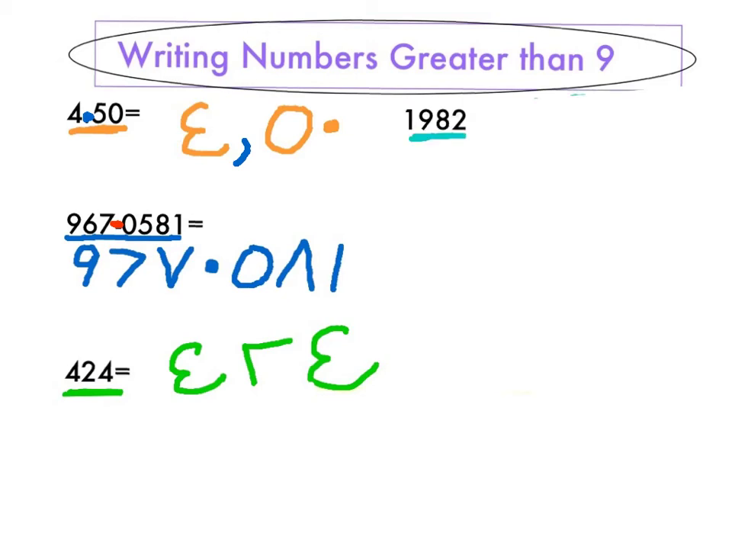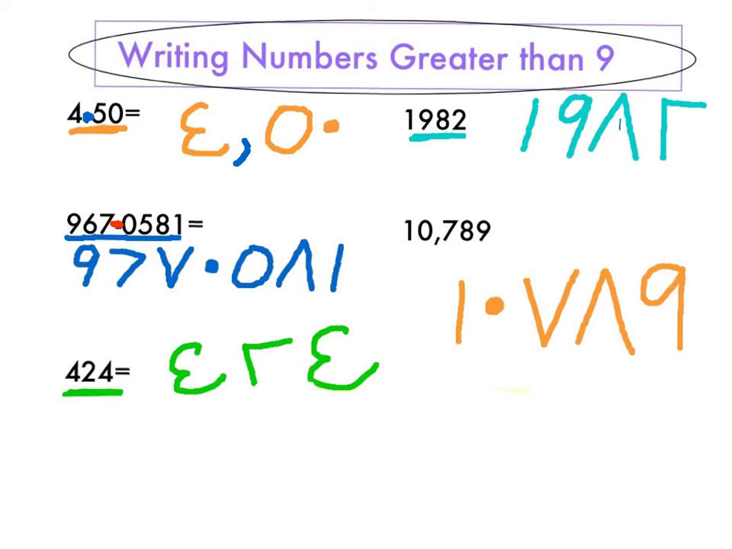Now we have the year 1982. First we write the 1, then number 9, and 8, and finally 2. And we'll look at this more in a minute, that in Arabic, instead of reading this number as 1982, we read it differently. Now let's take a look at the number 10,789. First we start with number 1, then 0, 7, 8, 9. And it is important to know that for big numbers, we don't put a comma in Arabic.